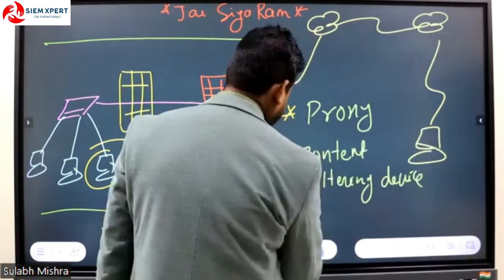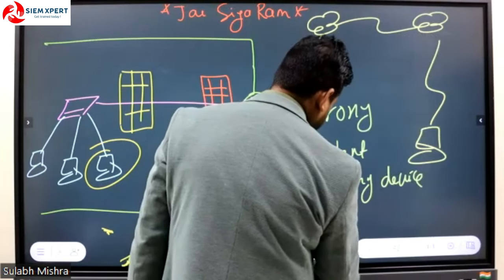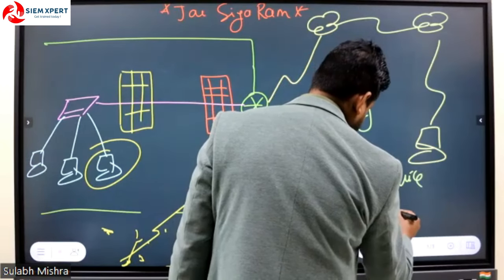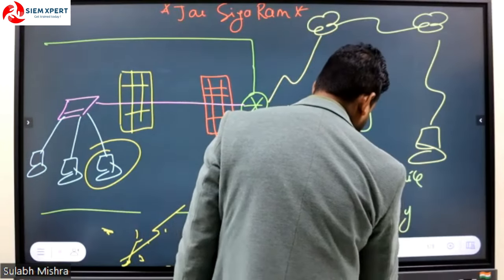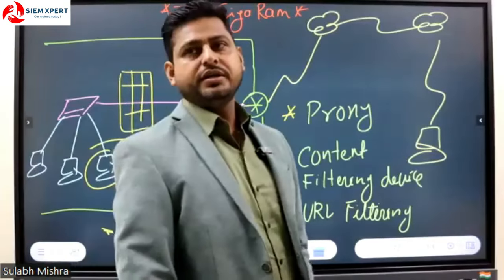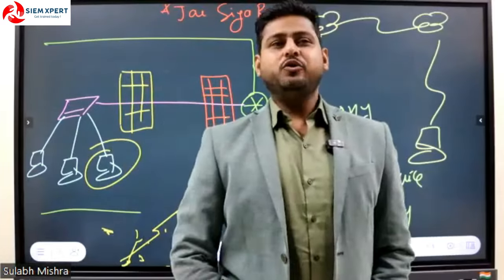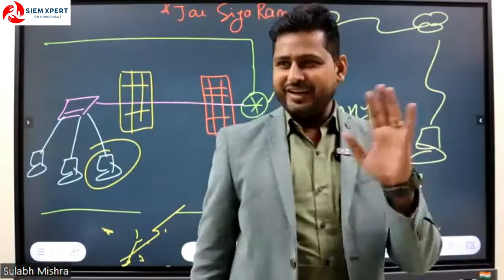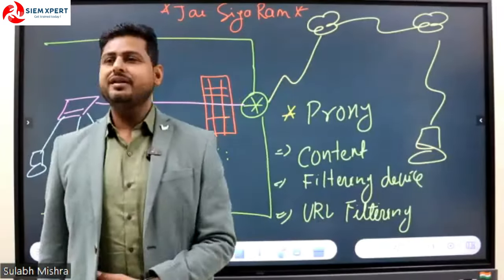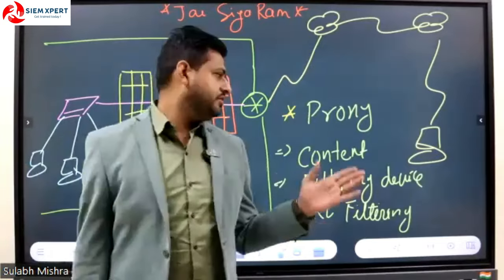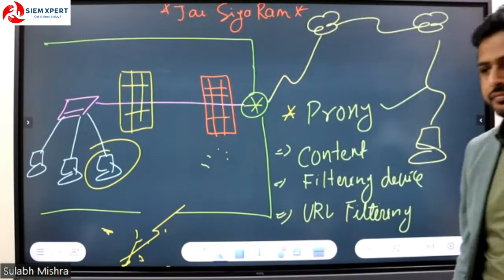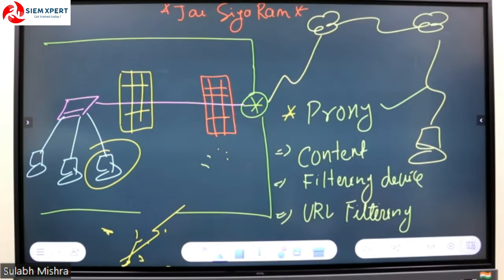Or URL filtering device, because it filters the URL. Content filtering, why? Because it depends on the website content. If a website hosts some malicious content, it filters it out and blocks it. That's the reason we also call it a content filtering device or URL filtering device. The solution name is proxy, or content filtering, or URL filtering. The main name is proxy.